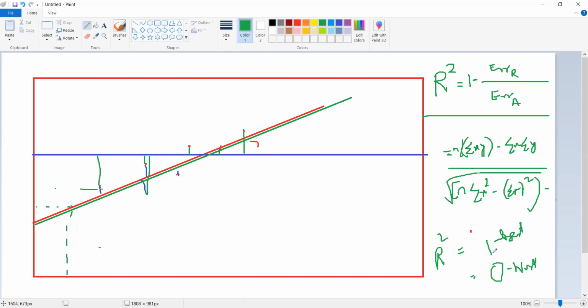Now why did you say practically or theoretically? Theoretically, this can have a higher error. So let's say this error is 6, and this error is only 3. The average line error is only 3, and this is 6. So 6 by 3 will give you 2. 1 minus 2 will be minus 1. So R square can go negative also, theoretically. But why can't it be negative practically?